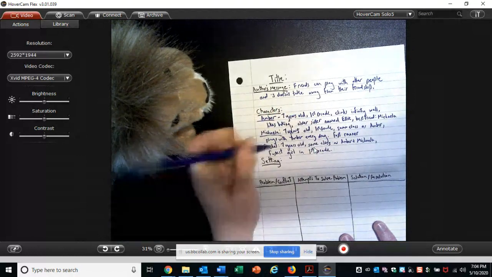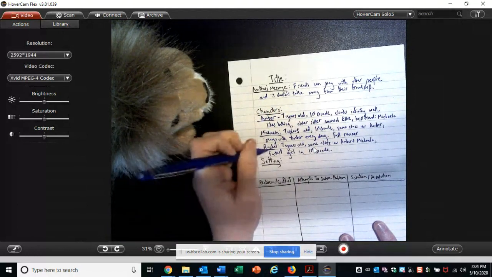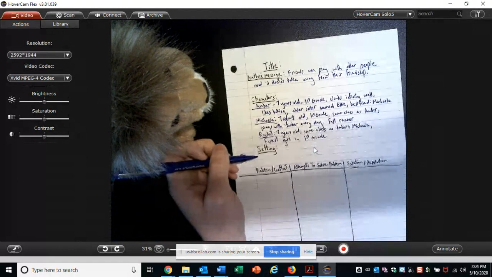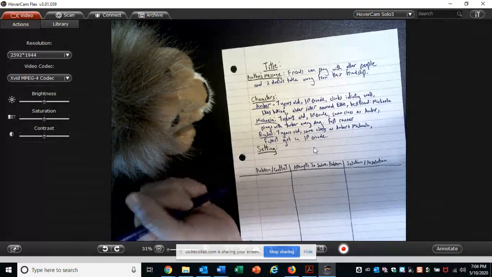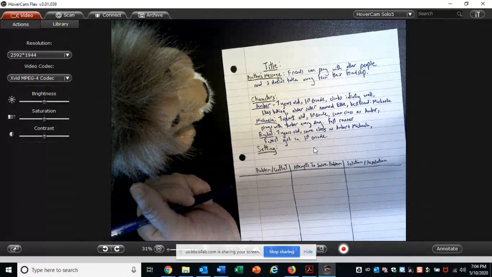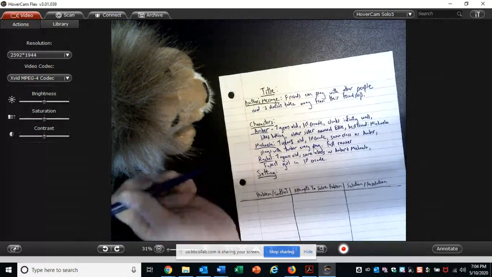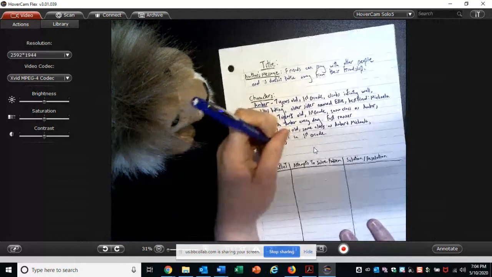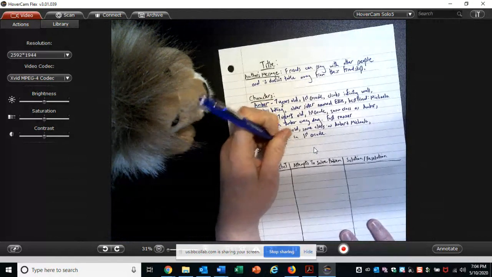All right, so we got 3 characters now. I think that's enough to start. We might add some more characters in later. And now our setting. Setting means when and where is the story happening. So since it's about friends playing, and I was thinking about playing at recess, I'm going to say the setting is going to be on the playground.